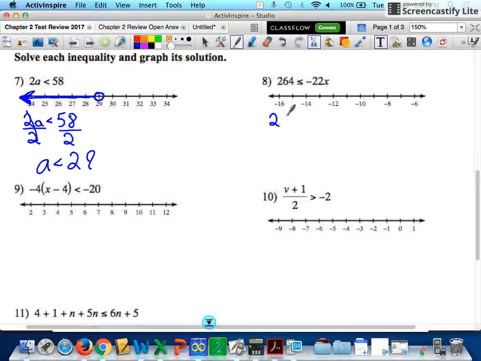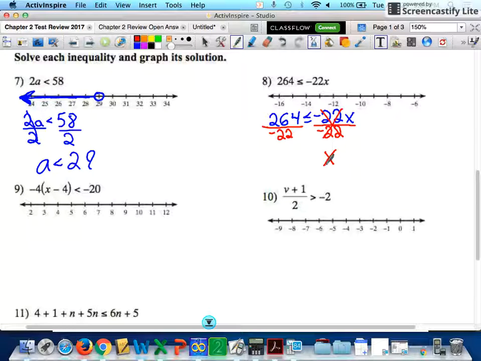Similar problem on number 8. I have 264 is less than or equal to -22x. And this is where we first run into that little rule about dividing and multiplying by negative numbers. Okay? So, again, my very first step, these -22 and this x are connected by multiplication. How I undo multiplication is with division. Divide by -22, divide by -22. Those cancel, okay? All that I have left on the right-hand side is that x.